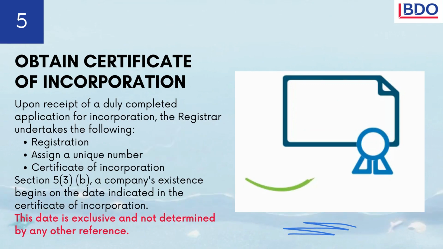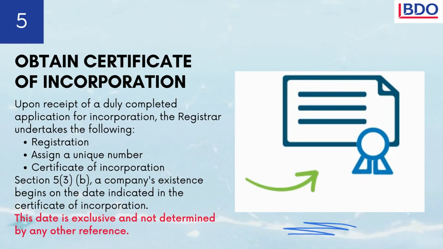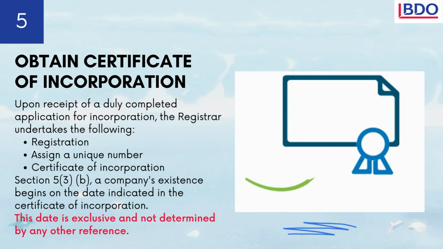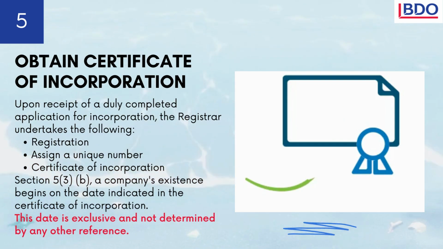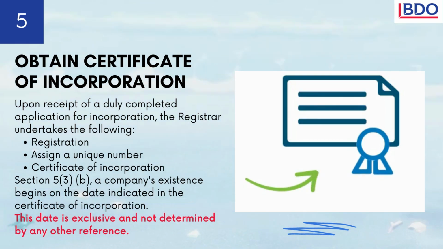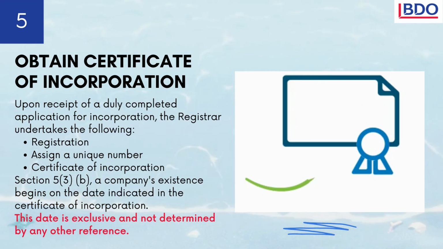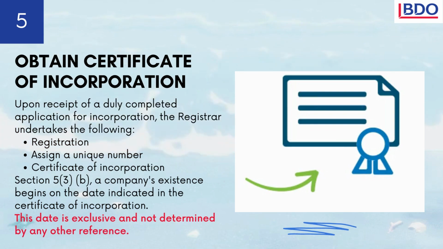Upon receipt of a duly completed application for incorporation in the prescribed form, the registrar undertakes the following actions. Registration: the registrar enters the company's particulars in the register. Assign a unique company number. A distinct and unique company number is assigned to the entity. This number serves as an identifier for the company within the registrar's records and official correspondences.